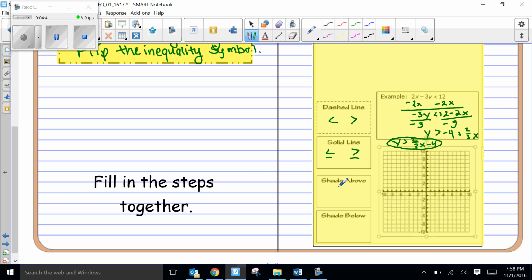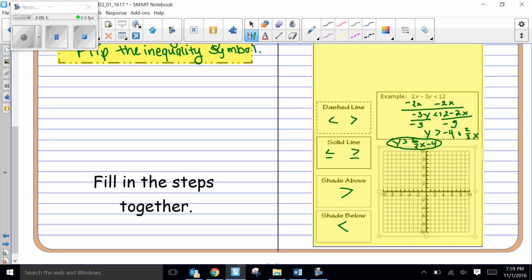Shading above. If you shade above the line, you're going to have a greater than symbol. When you shade below the line, the less than. We'll get to those in just a minute on how we shade, but for now you can just put those in there, and we'll prove in a minute why that is so that you can understand that a little bit more. Okay, so I've got the greater than symbol, so I know I need a dashed line because it's not equal to, so I don't want a solid line.